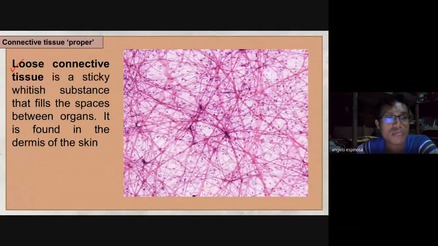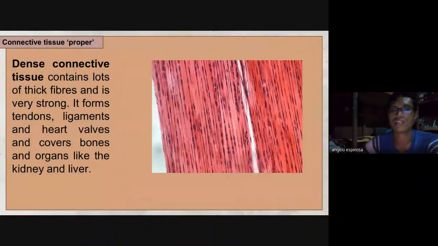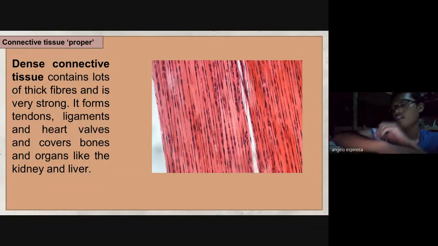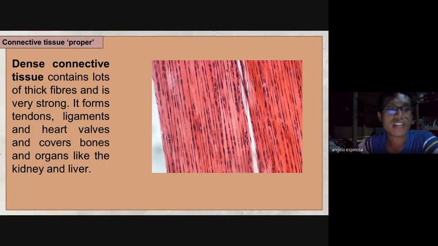Loose connective tissue is a sticky whitish substance that fills the spaces between organs. It is found in the dermis of the skin. Yan sinabi ko kanina. It is found in the dermis of the skin. That's connective tissues, yung fibrous type. It contains lots of thick fibers and it's very strong. It forms tendons. Tendons is a joint and also ligaments is a joint. Pag-usapan natin when we reach muscles. And heart valves, pag-usapan natin when we reach cardiovascular. And covers bones and organs like the kidney and the liver.